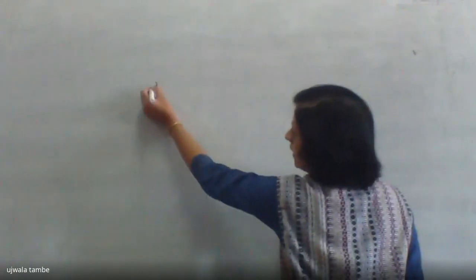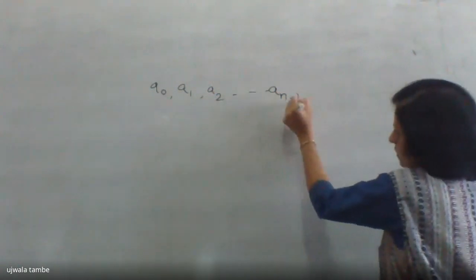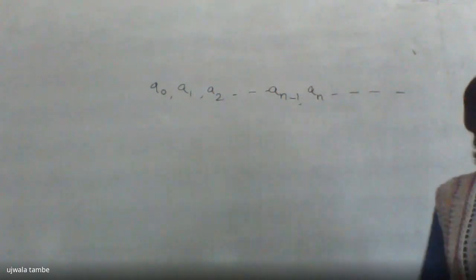Good morning, students. In today's lecture, we will study recurrence relation. Recurrence means recursive in nature or appearing again or occurring. The simplest form of recurrence relation is that the next term depends on the previous term. For example, A0, A1, A2, A(n-1), An, and so on.